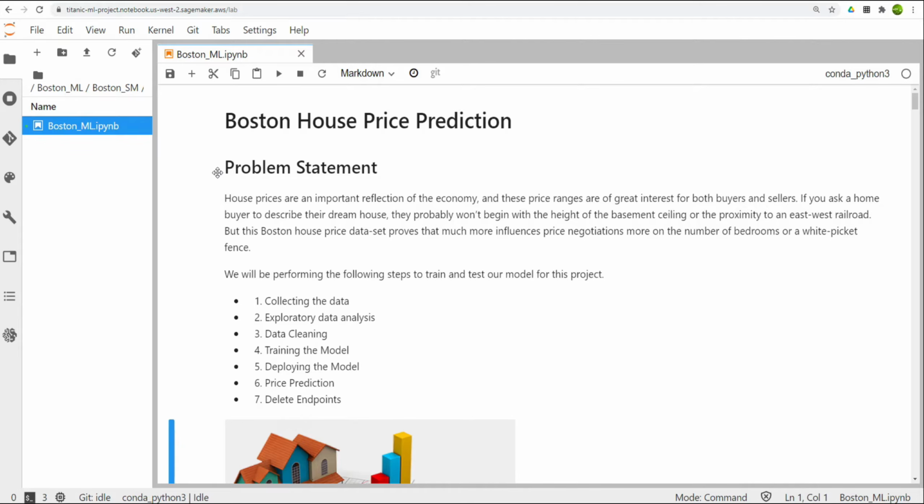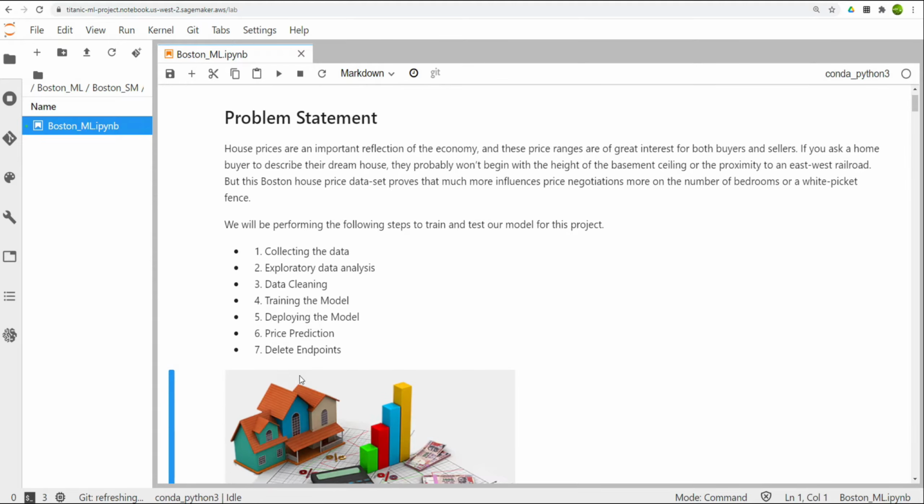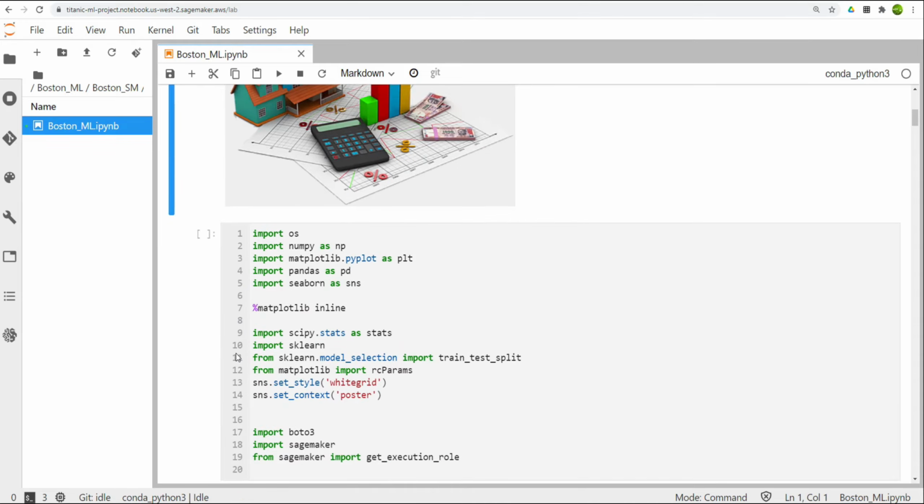So, we will be going through these mentioned steps, starting off with collecting the data for our use case, performing some exploratory data analysis on our dataset, pre-processing the data to train the model, and then after deploying the model, we will start the price prediction using the model, and finally the most important step is deleting the endpoint. Let's begin with the first step.